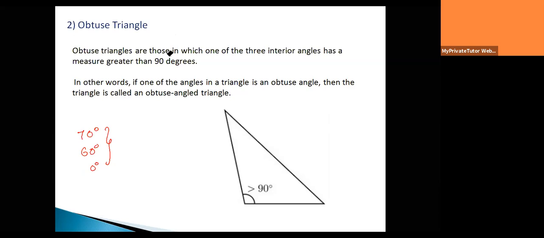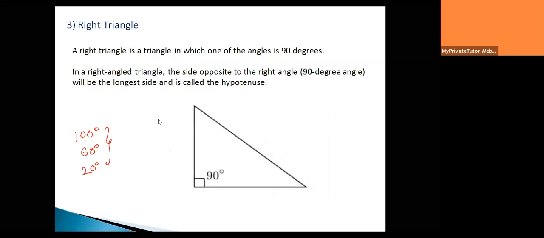So let's change some values here. For example, let's take 100, 60, and 20. Okay, so this is an obtuse triangle. Let me know, guys, if you have any questions. This is just a theory part. We'll do some questions as well.